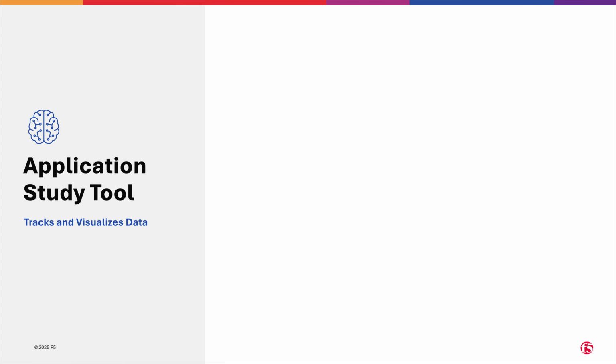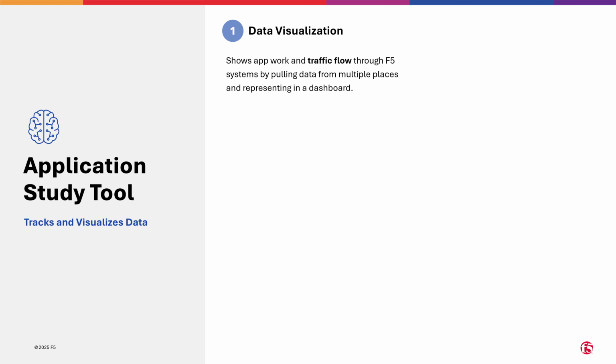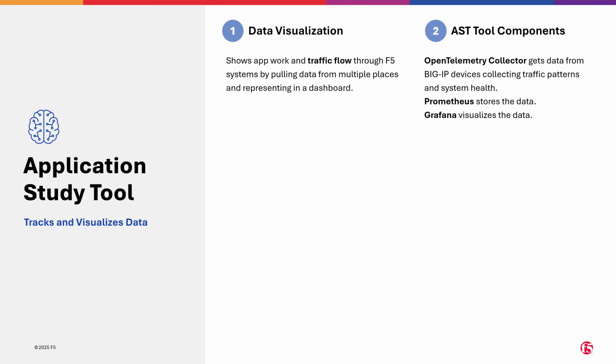The AST tool, or Application Study Tool, helps you see how your applications are working and how traffic moves through your F5 systems. It pulls data from many places and shows it in a clear dashboard. This makes it easier to find where problems are and what to fix. AST includes three main components: OpenTelemetry Collector, Prometheus, and Grafana. OpenTelemetry gets detailed data from BIG-IP devices using iControl REST.